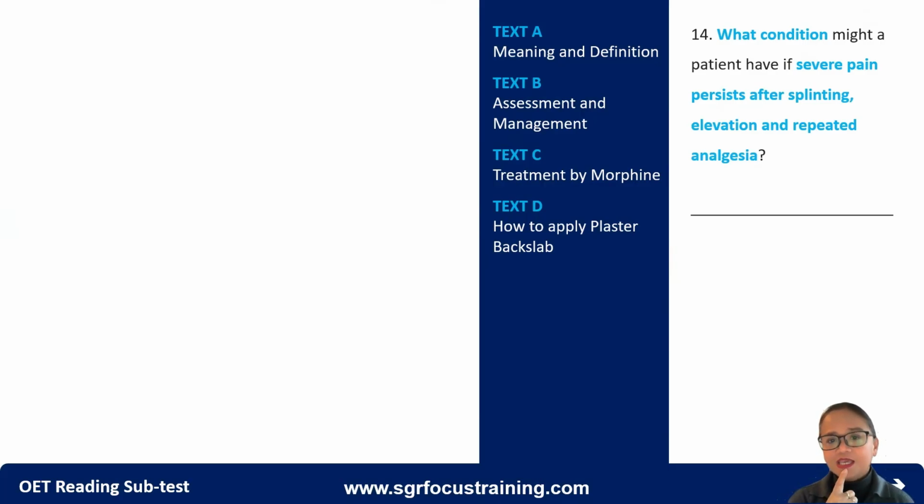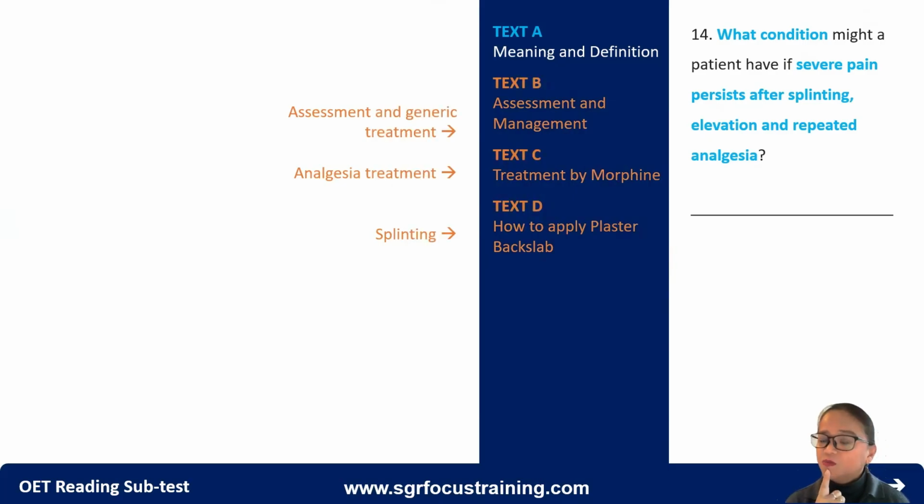Okay. I'm going to get confused in here again because I see the word splinting. I know that's going to be on plaster backslab. I see the word elevation, and based on our answer earlier, we know we elevate the leg in text B, okay, the generic treatment. And then we've got the word analgesia, which I know is in text C, in morphine. So again, you might panic and think, oh, I don't know where it is. Is it going to be on B? Is it going to be on C? Is it going to be on D?